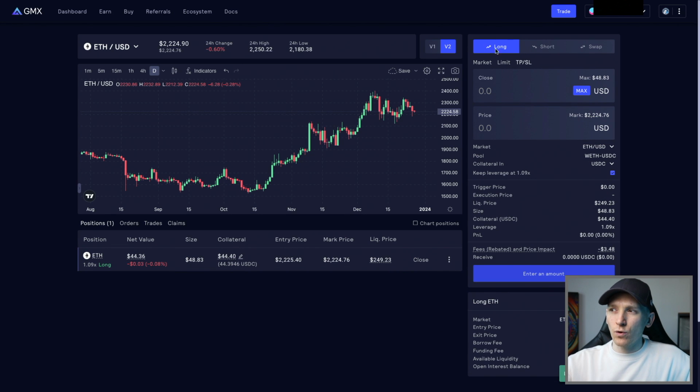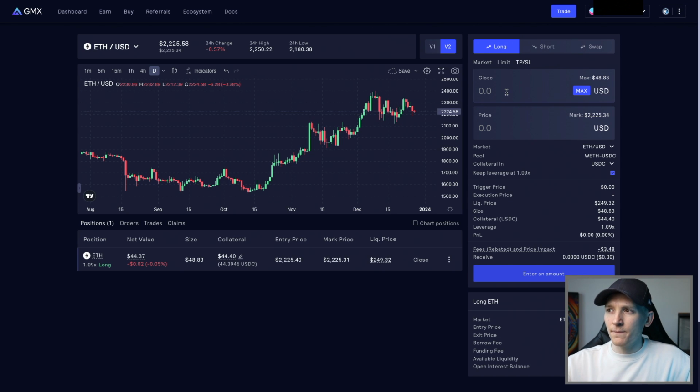Now you can see your long TPSL and it shows that we have a position, right? So we have this position right here, which is our open position. And you can see this is a close order. This means that we can now set a price at which our order closes.